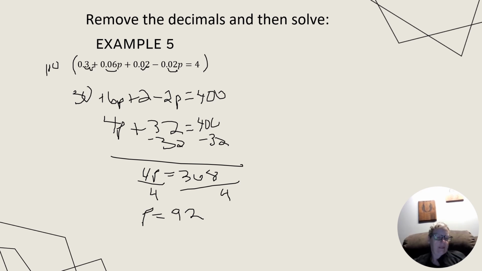0.3 plus 0.06 times 92 plus 0.02 minus 0.02 times 92 equals 4. So there you go. So it worked out and we're ready to go.